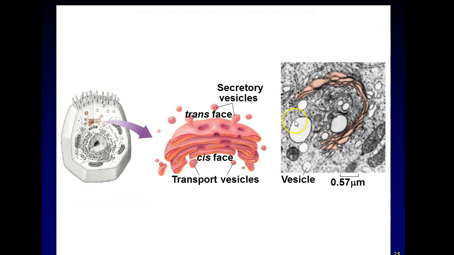So here's a picture of our Golgi apparatus. Cis face is the front, trans face is the back. And these are transport vesicles that just come together and fuse with the cis face and then are released from the back, the trans face. I'll have better pictures in just a minute.